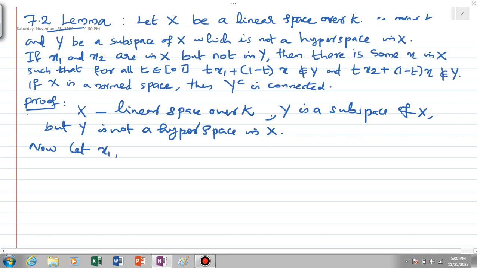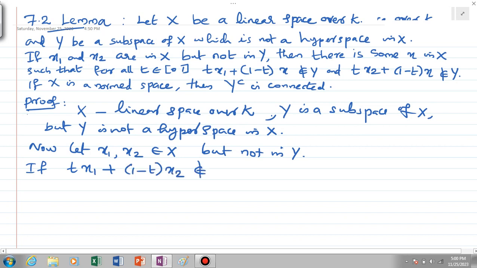Now let x1 and x2 be elements of X but not in Y. Then we have to select an element x in X such that the line segment joining that element with x1 and x2 is not in Y. If t x1 + (1 - t) x2 is not in Y for all t element of open interval (0, 1), then what happens?